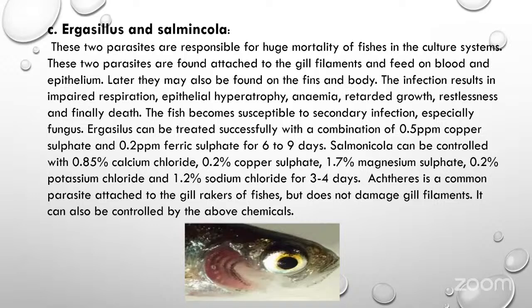Salmonella can be controlled with 0.85% calcium chloride, 0.2% copper sulfate, 1.7% magnesium sulfate, 0.2% potassium chloride, and 1.2% sodium chloride for 3 to 4 days. Ectheris is a common parasite attached to the gill rakers of fishes, but doesn't damage gill filaments. It can also be controlled by the above chemicals. So these are the affected gills.